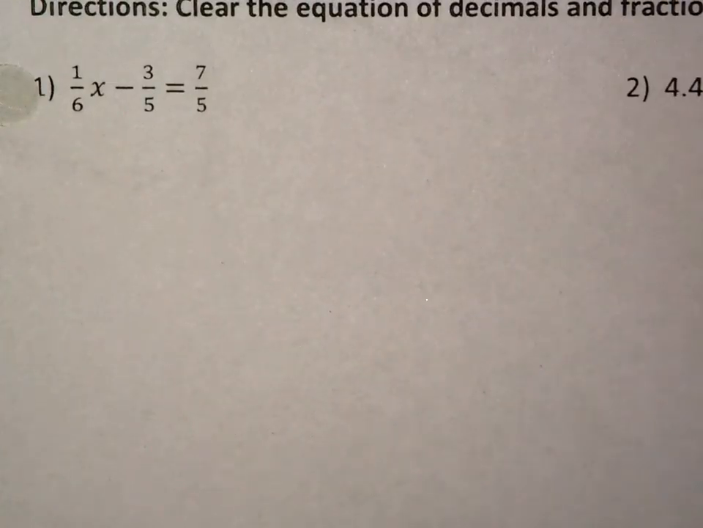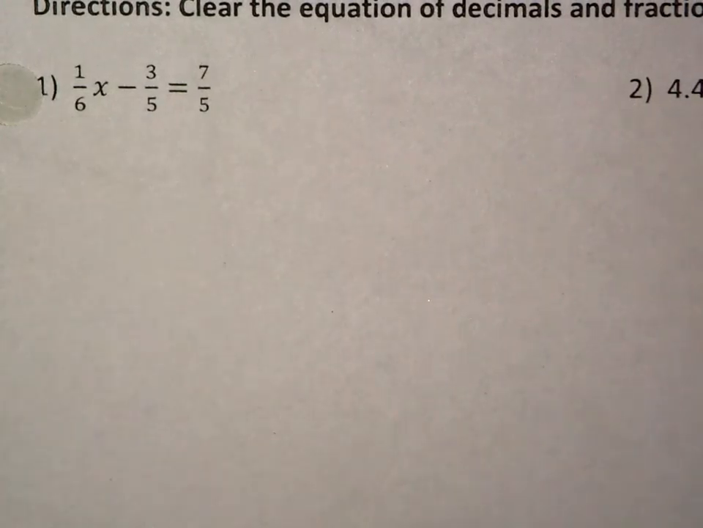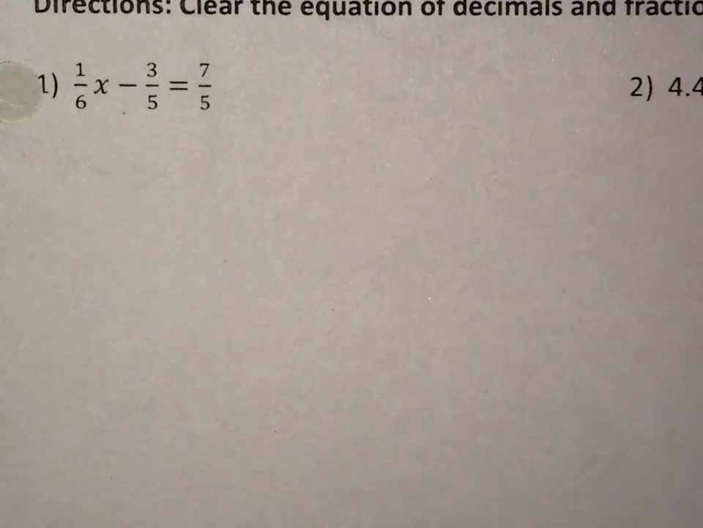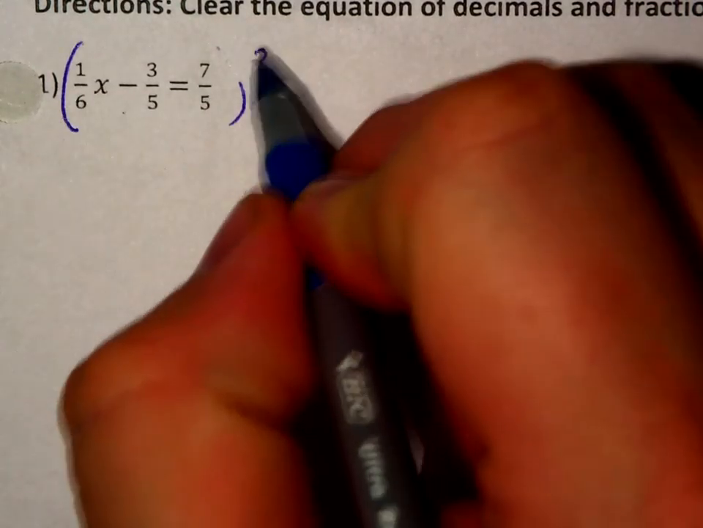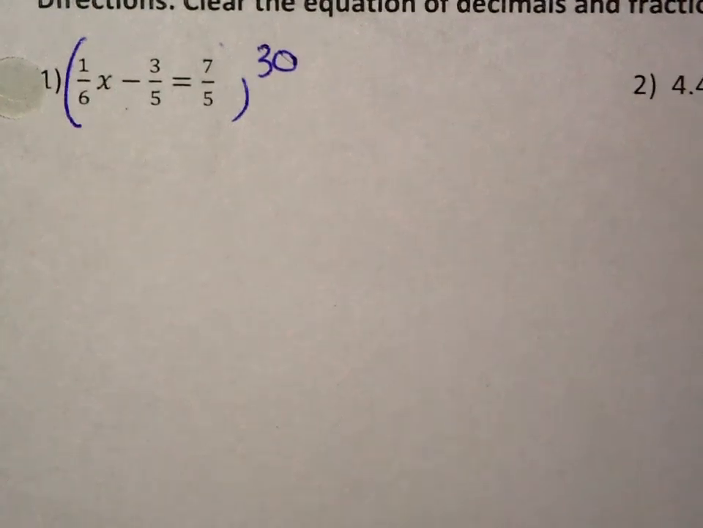So problem 1, we have 6 and 5. We need to figure out what its LCD is. And so kind of have two options. I can look at the numbers and know 6 and 5 both go into 30 because 6 times 5 is 30. And there's really nothing in between that. That would be an LCD, so LCD is 30. So I need to multiply this entire equation by 30, every term.